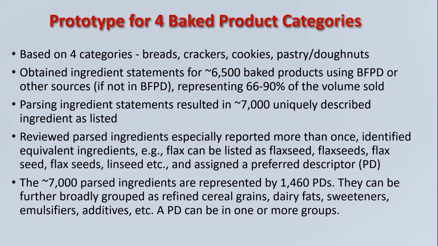Then we parsed these ingredient statements, which resulted in about 7,000 uniquely described ingredients, but many of them were equivalent, so we assigned them a preferred descriptor, and these 7,000 uniquely described ingredients are represented by 1,460 PDs. They can be further broadly grouped, such as refined cereal grains or sweeteners, emulsifiers, etc.